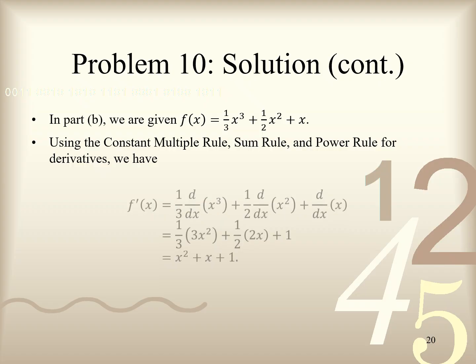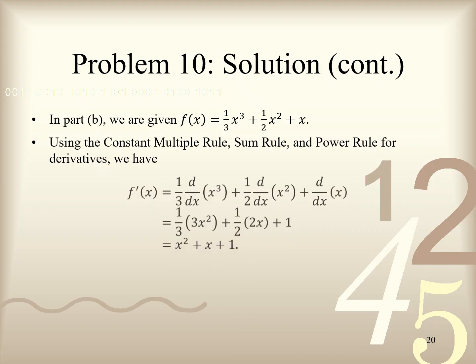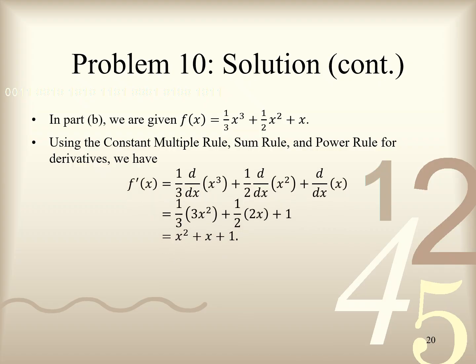1/3, times the derivative with respect to x, of x cubed, plus 1/2 times the derivative with respect to x, of x squared, plus the derivative with respect to x, of x. This equals 1/3, times 3x squared, plus 1/2 times 2x, plus 1. This simplifies to a final answer of f prime of x equal to x squared, plus x plus 1.